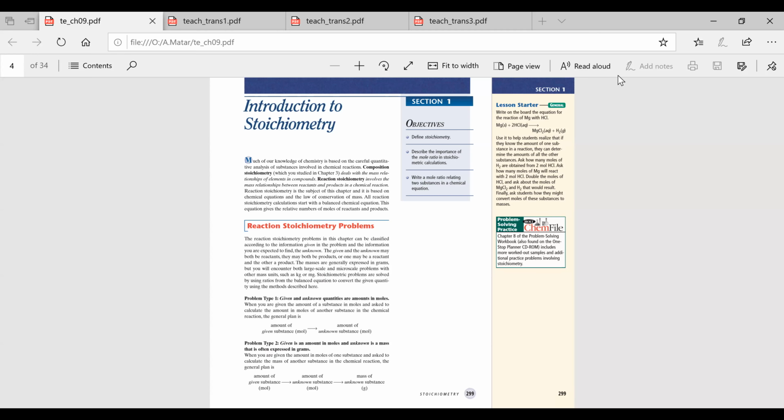So we're going to start in section 1 of chapter 9. We're going to talk about stoichiometry in that chapter. So what is stoichiometry and what is the purpose of studying it? Stoichiometry is considered one of the most important chapters in chemistry, and it's very important to understand it.